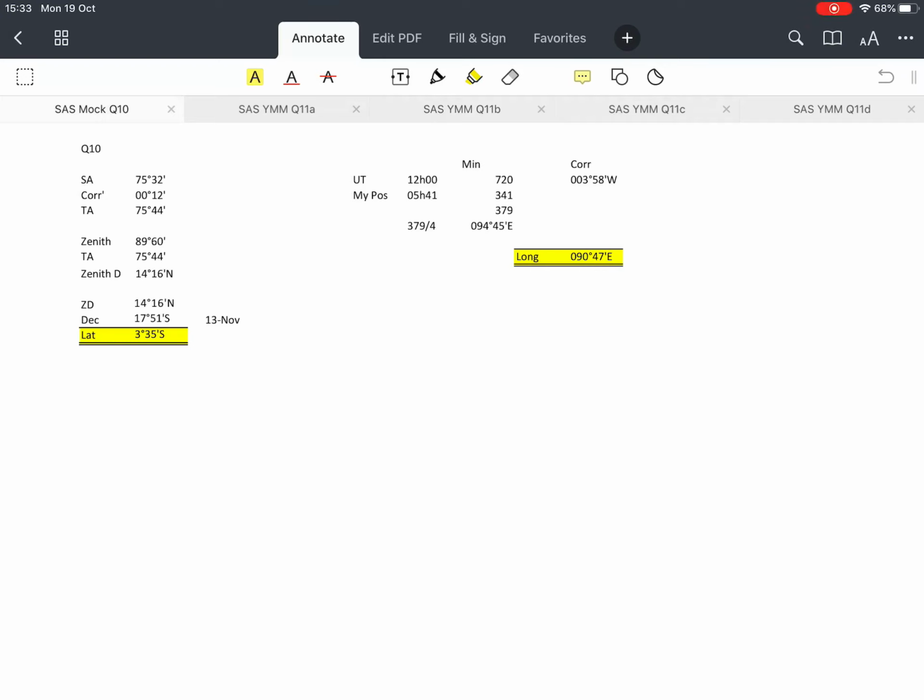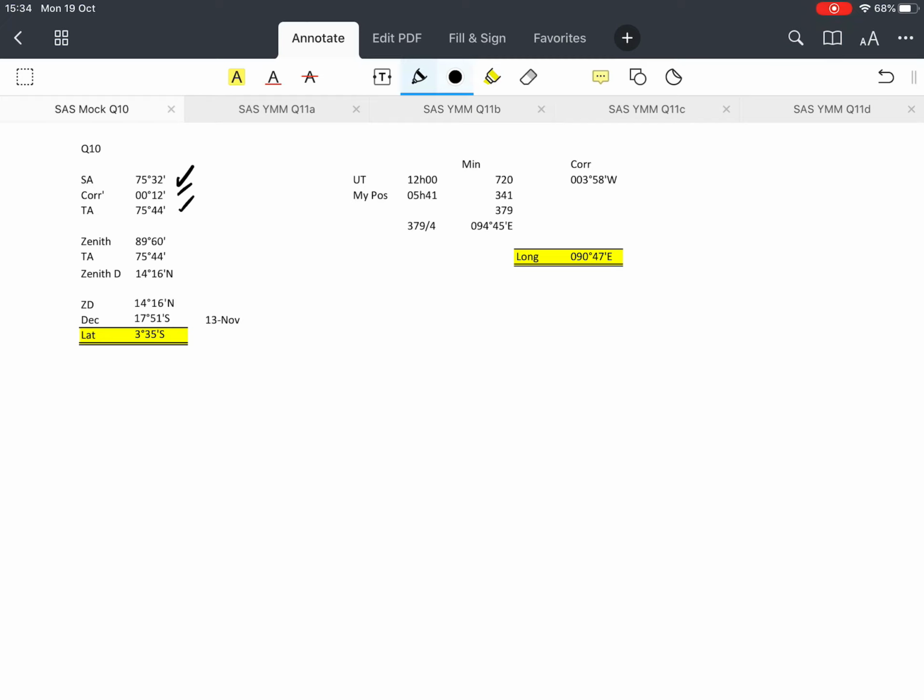Okay, here we're going to deal with the offshore questions 10 and 11. Question 10: we took a sextant angle of 75 degrees 32 minutes. We had to do our fisherman's correction of 12 minutes, and we ended up with a true angle of 75.44.